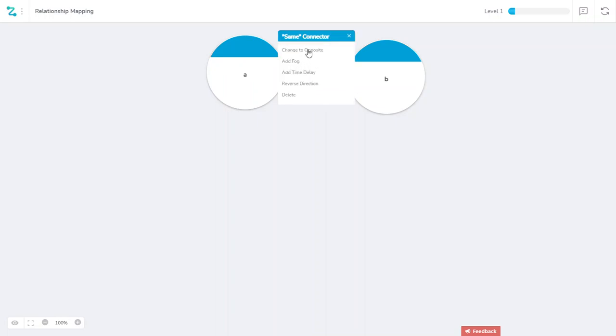It might be that it's opposite, so that if A increases, B decreases. It may also be that I'm not certain about what happens. I think it decreases, but there's a question, so I put fog on it. I can go ahead and delete the relationship, or I can add a time delay saying there's an appreciable delay between the time that A changes and it actually has an influence on B, and I'll show you in a moment where that in fact might be the case.